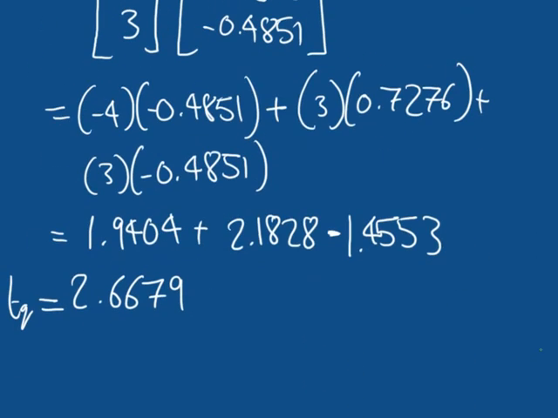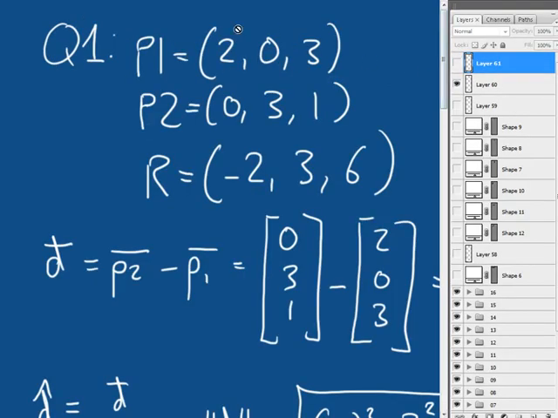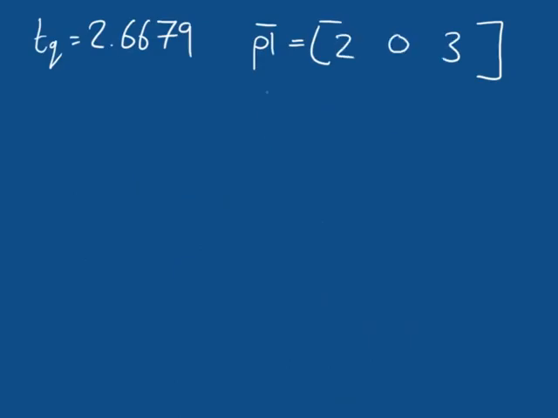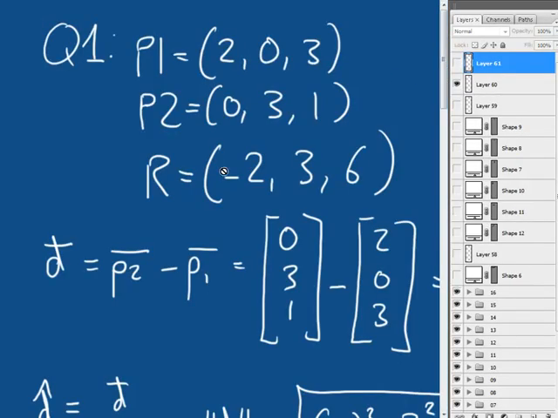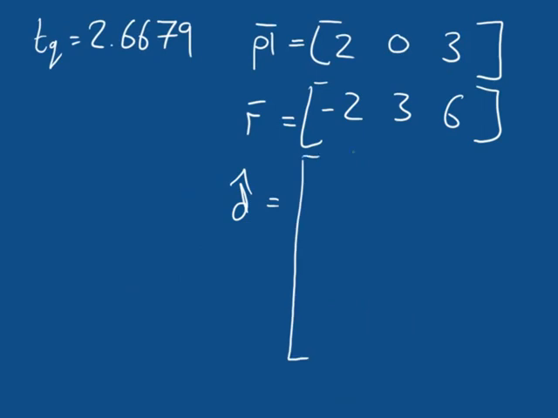Now I have run out of space on this whiteboard, so I'm going to bring up a new whiteboard. And the first thing I want to remember is TQ is equal to 2.6679. I'm also going to need our value for P1. We know that that is equal to 2, 0, and 3. So 2 in x, 0 in y, and 3 is P1. We're going to need our vector r, which we know is minus 2, 3, and 6.